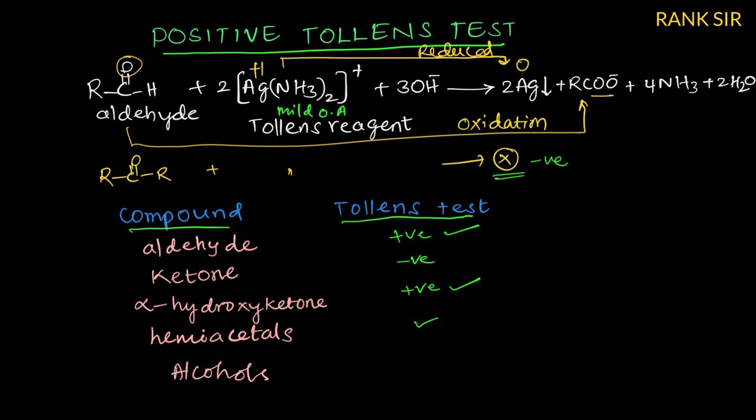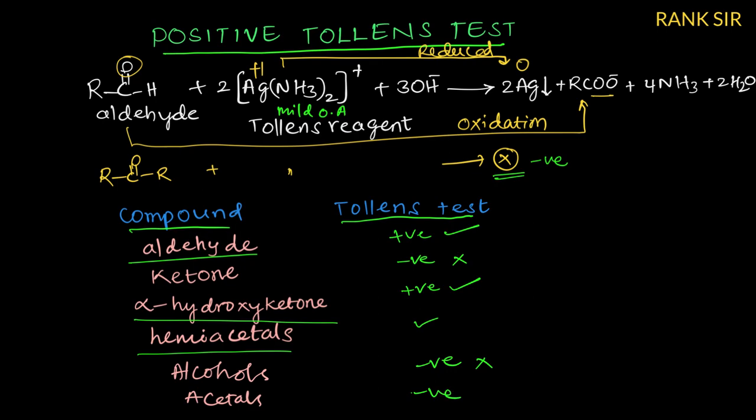Alcohols do not, because there is no aldehyde group in them. Therefore they do not give any positive test, it is a negative test. So this is negative and this is negative. These are the positive tests you have to remember: aldehyde, alpha hydroxy ketone, and hemiacetals. In case acetals are there, keep in mind acetals will give the negative test.